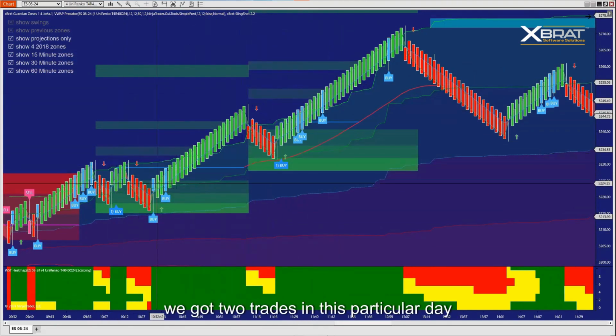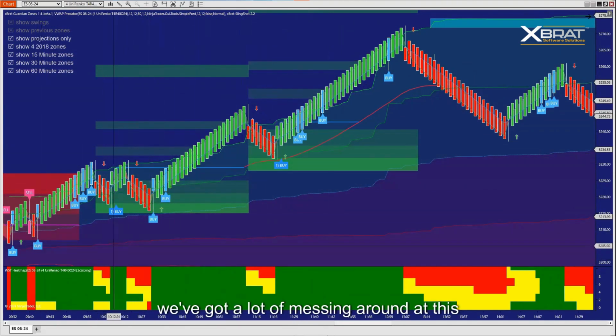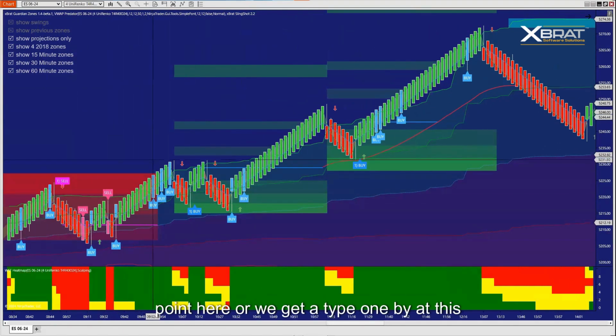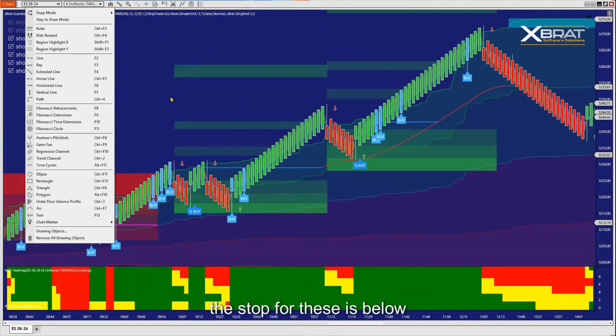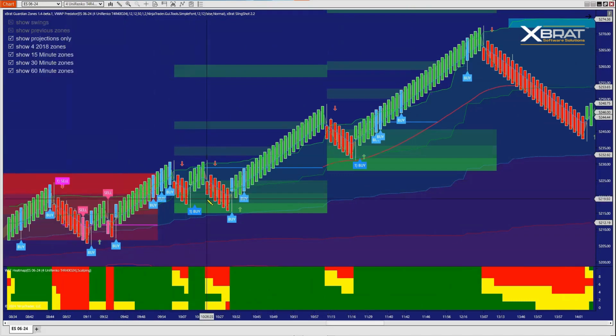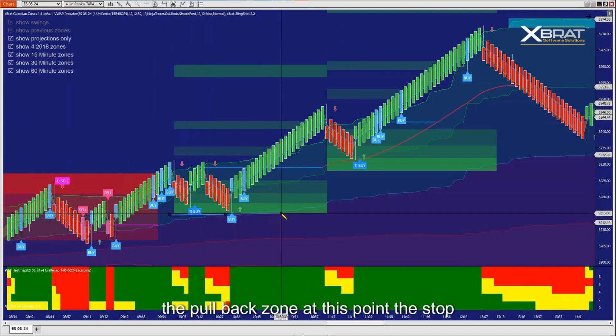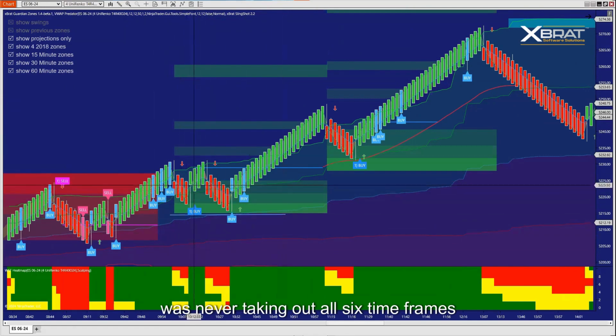We got 2 trades in this particular day. We've got a lot of messing around at this point here. We get a type 1 buy at this point here. This is the entry. The stop for these is below the pullback zone at this point. The stop was never taken out. All 6 time frames are green.